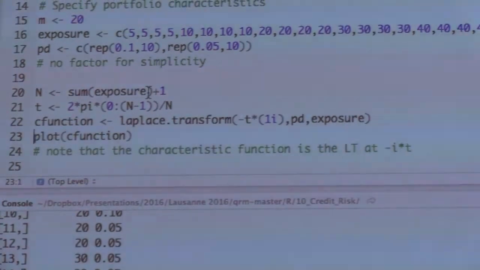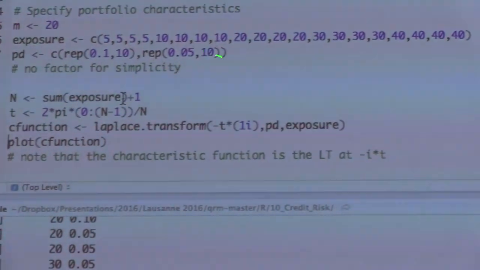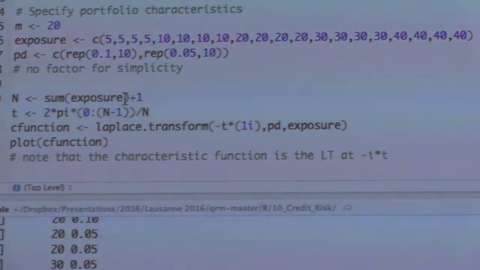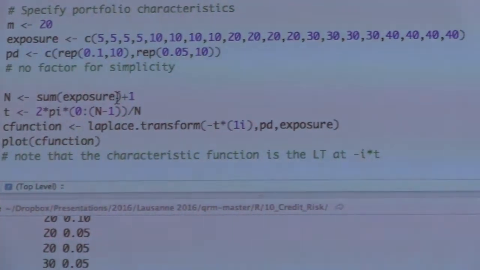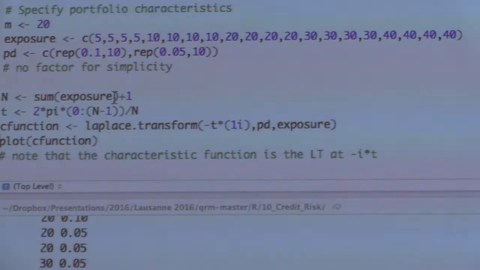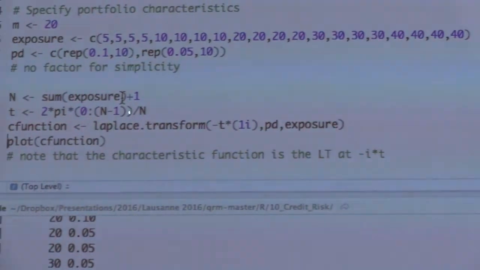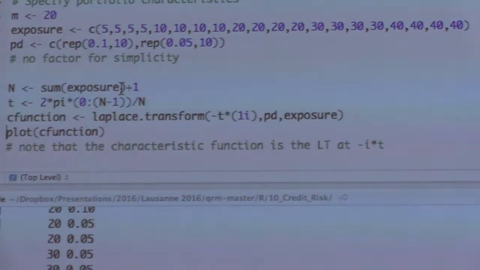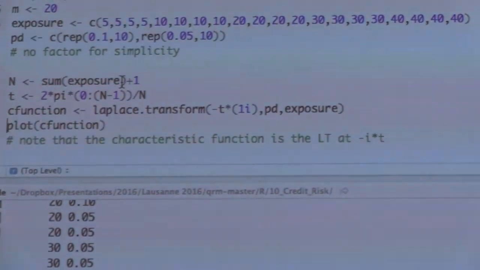Yeah, so the maximum possible loss that I could make would be the sum of all these exposures. So I'm going to consider the total loss plus 1, because I'm also going to consider the scenario where there's a zero loss. We won't worry about those details.